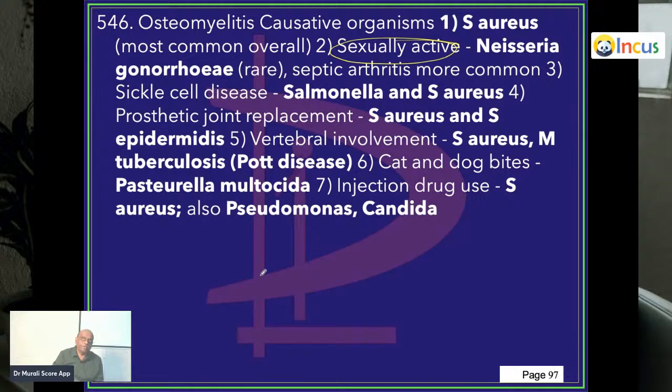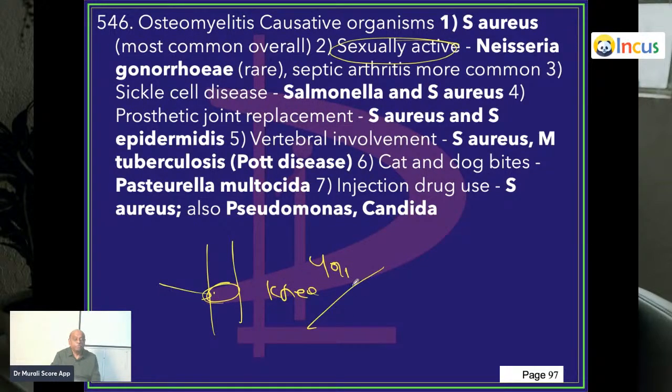Deshpande used to be our professor, and his favorite question was a unilateral monoarticular knee joint effusion in a young man. Have you asked him whether he has gone to the red light area? That is a very common cause for a sexually transmitted infection: gonorrhea. Neisseria gonorrhoeae is very common to lead to osteomyelitis and also to effusion in the joint. Septic arthritis is also very common whenever Neisseria gonorrhoeae leads to osteomyelitis.